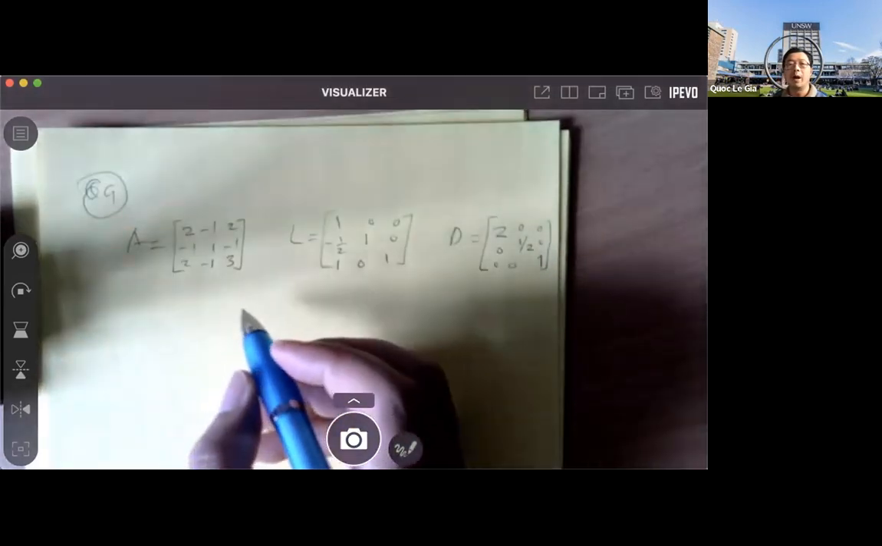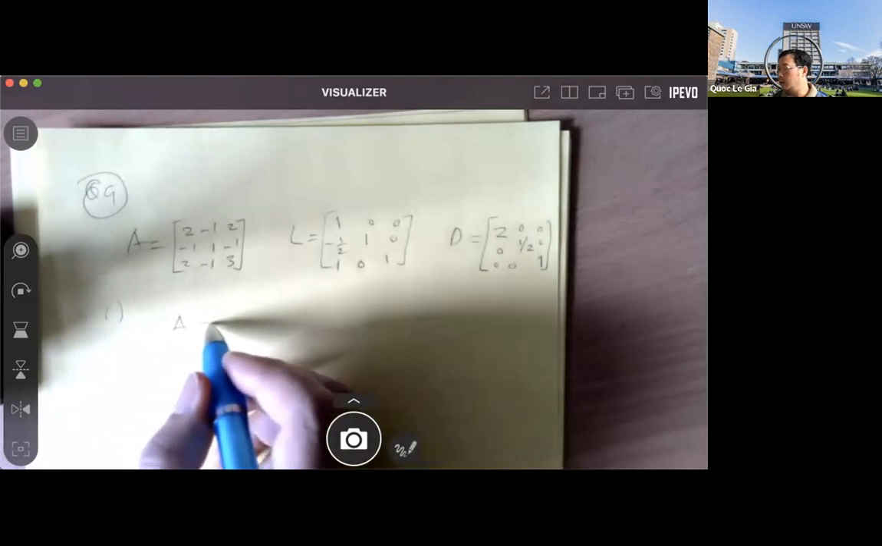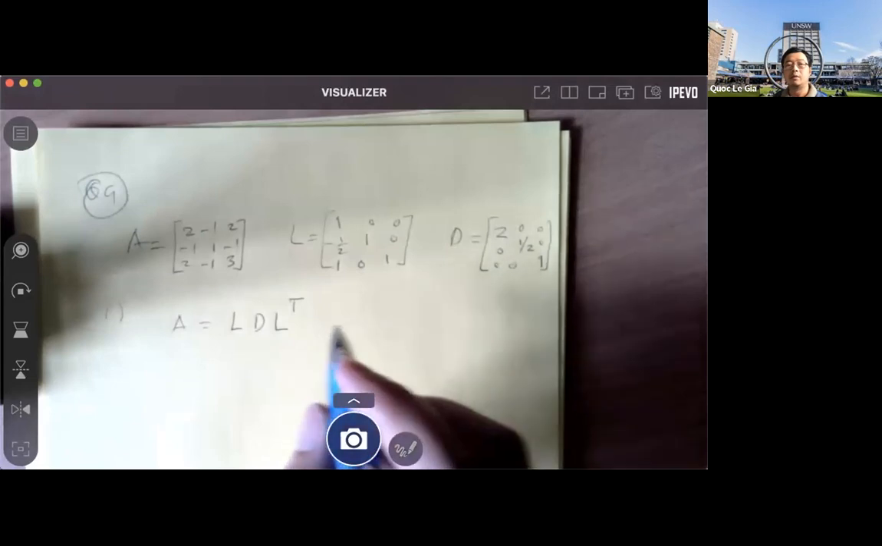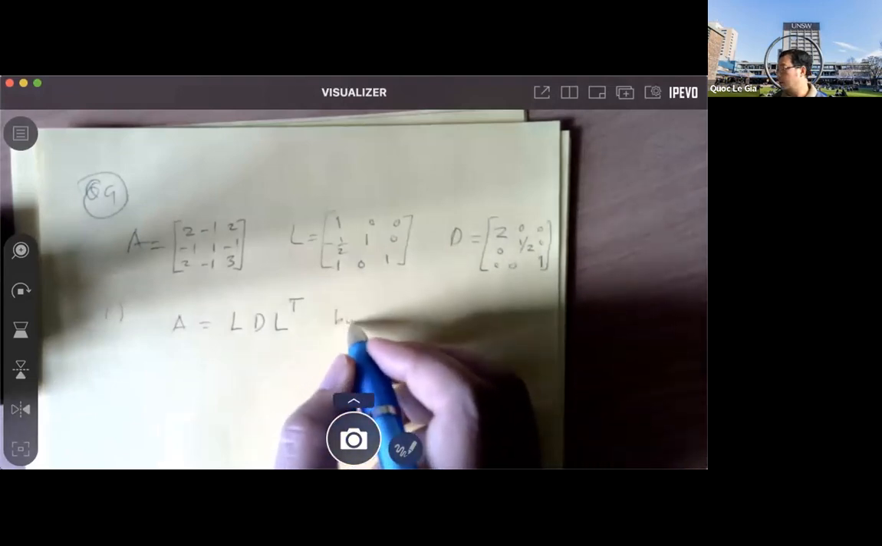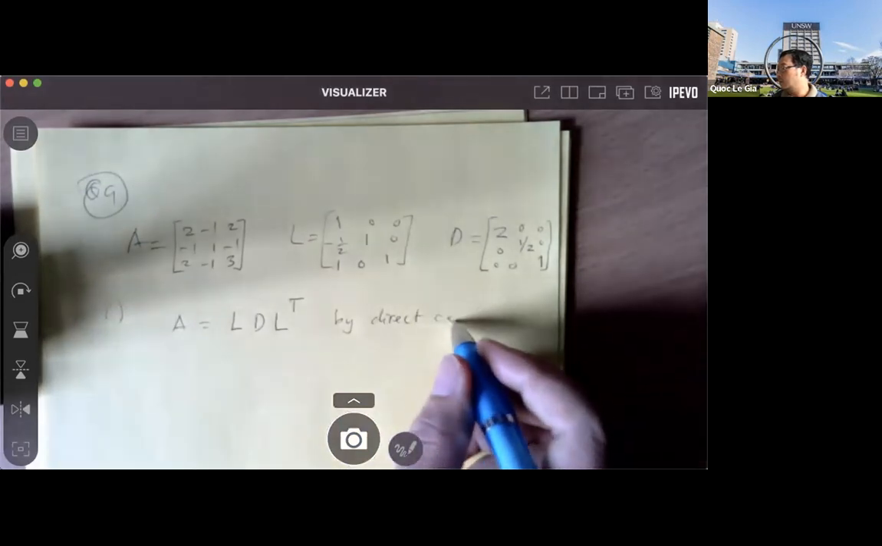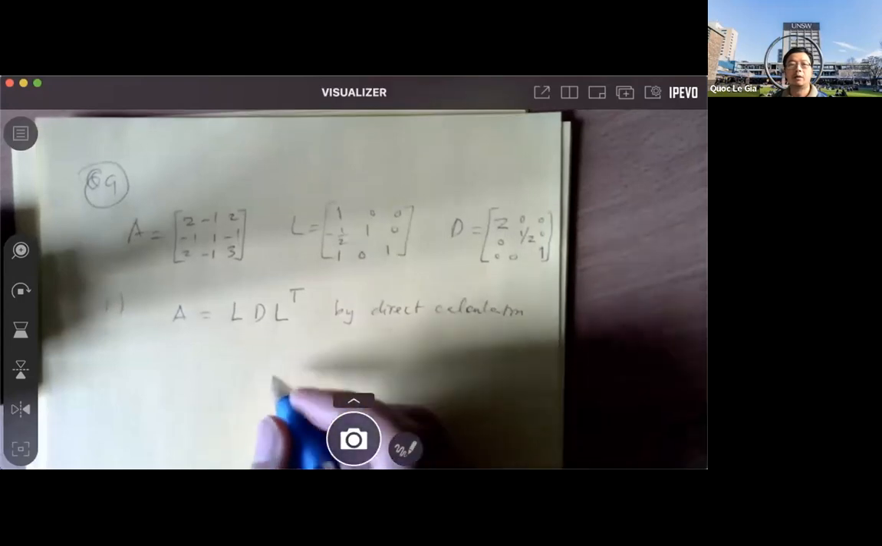So now by direct calculation, you can show that A is L multiplied by D L transpose. Okay, so just direct calculation. You can plug it in MATLAB or you can do it by hand. It's up to you.